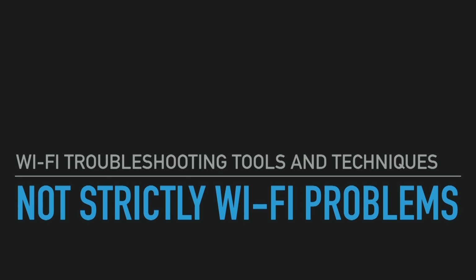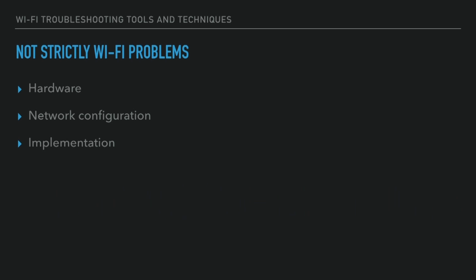And so we talked about those 5 problems. Let me see if I can remember what they were. Coverage issues, co-channel interference, adjacent channel interference, congestion, and RF interference. And so let's talk about a few things that may or may not be strictly Wi-Fi problems. So, start with hardware issues, move on to network configuration, and then talk about implementation issues in a variety of ways, and one that's going to be really important for those of you who are using Apple stuff.